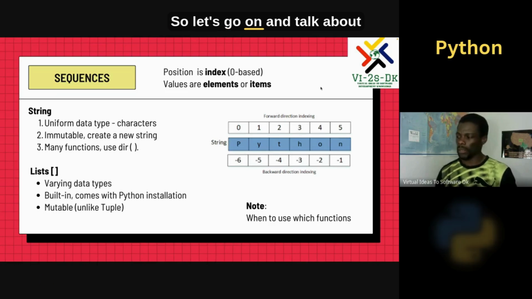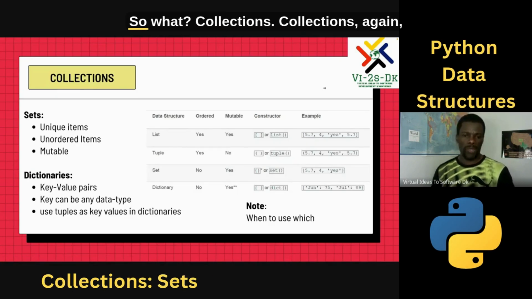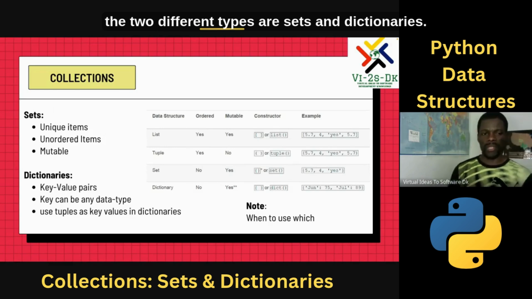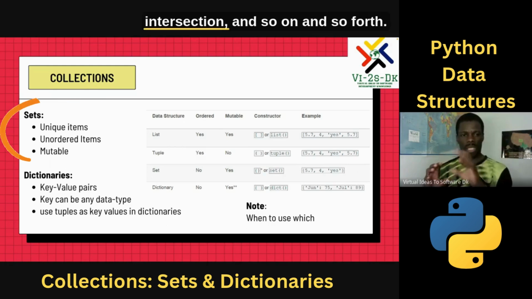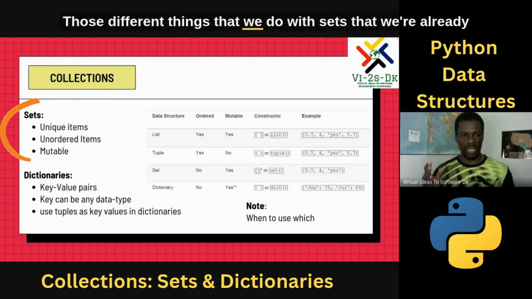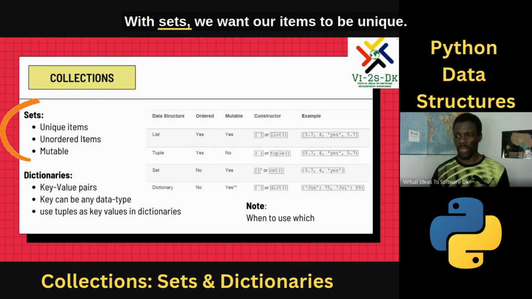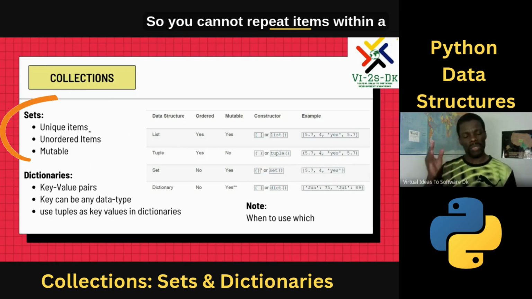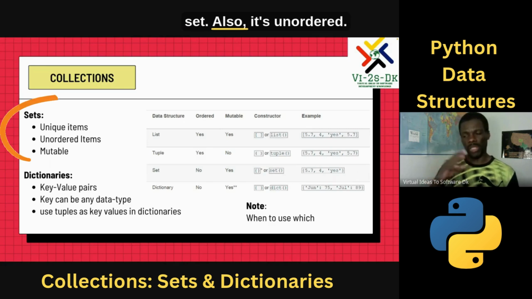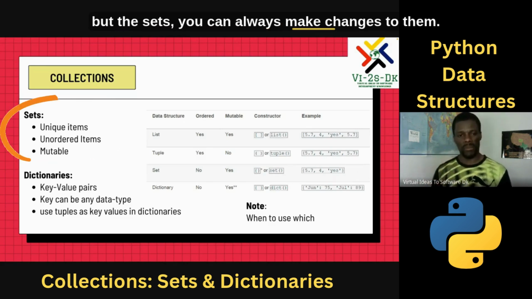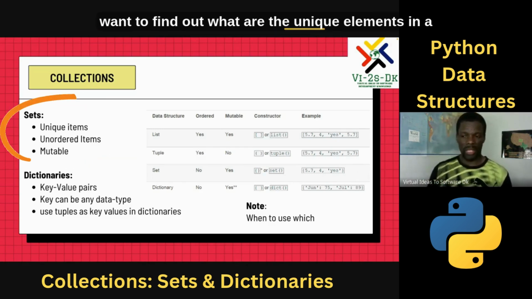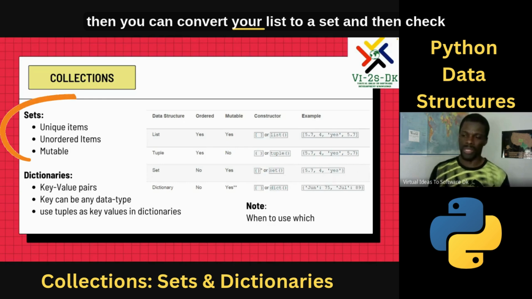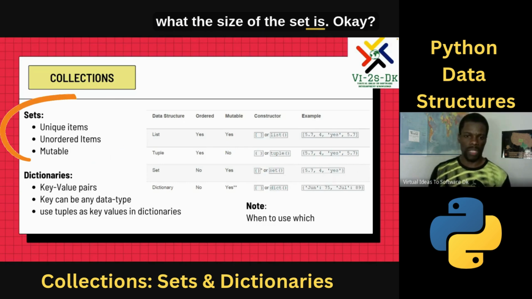So let's go on and talk about collections. What are collections? Again, the two different types are sets and dictionaries. When we talk about sets, think about union, intersection, and so on. Those are the different things that we do with sets that we're already aware of. With sets, we want our items to be unique, so you cannot repeat items within a set. Also, it's unordered. It doesn't really care about the order of the items, but with sets, you can always make changes to them. Okay. A good use for a set is if you want to find out what the unique elements in a list are: you can convert your list to a set and then check what the size of the set is.